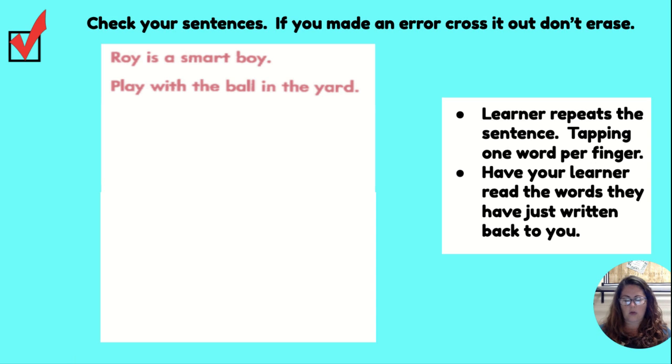And now let's check our work. If you made an error, cross it out, do not erase it, and write the correct part above or below wherever you have room. When you are finished with your corrections, I want you to read these sentences out loud to someone at home. Okay?